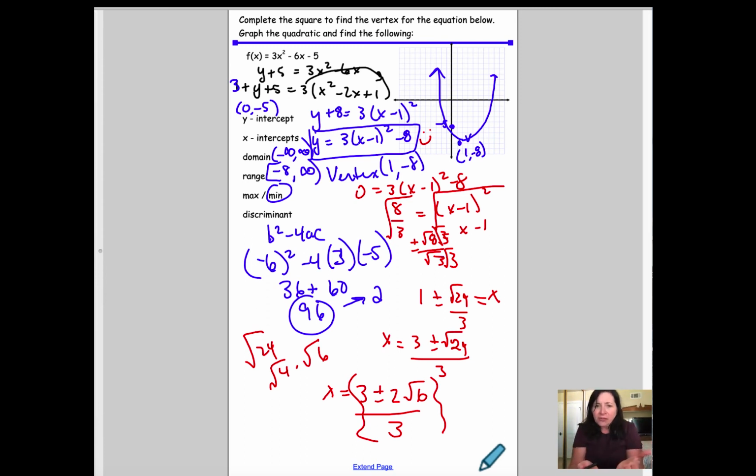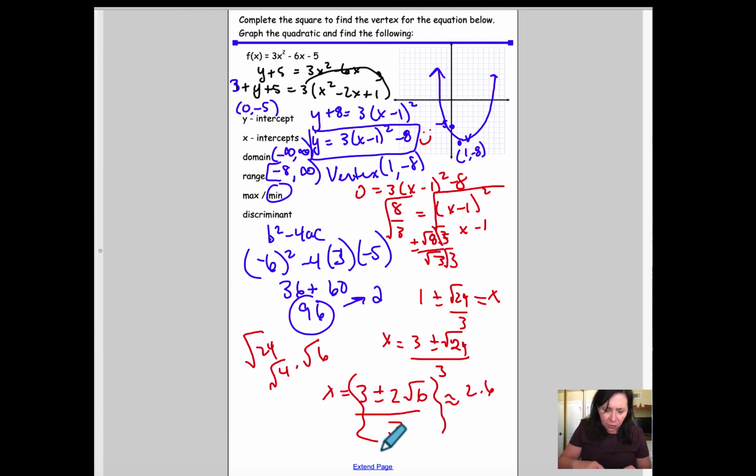Yes, these are my x-intercepts, check. But I would need to use these intercepts, and I'd have to use my calculator to find out exactly where they are. So I'm going to do that really quick. I'm going to go 3 plus 2 root 6 equals, divide by 3 equals, so that's about 2.6. So one of my answers is about 2.6.